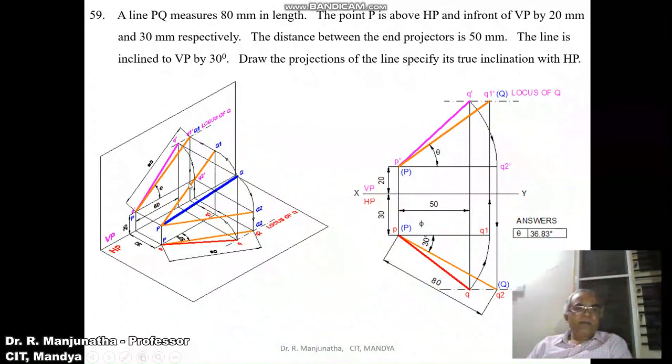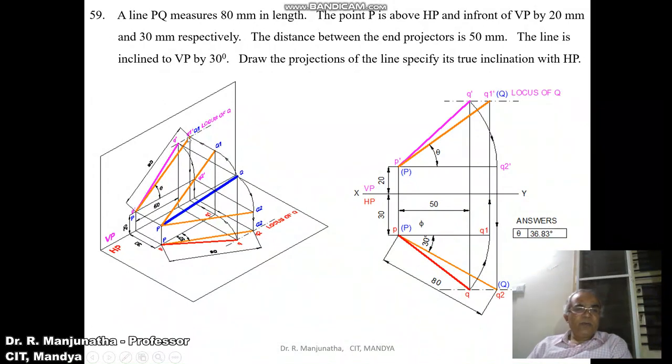So with p dash as center and p dash q2 dash as the radius, you draw an arc so that it cuts the end projector here. Now you have the locus of Q in the front view. When it is projected in space, you are going to get this line here. Now we want to find the true length, so you make the line parallel to VP. With P as center, taking the radius PQ, you rotate it such that both P and Q1 are in front of VP by 30 mm. Now the line is parallel to VP.